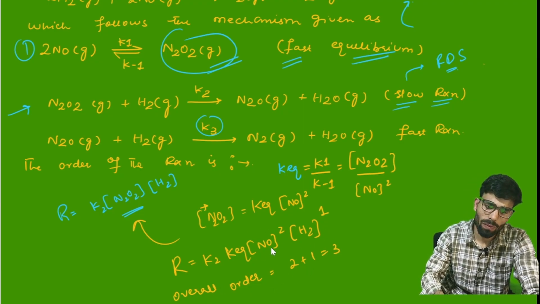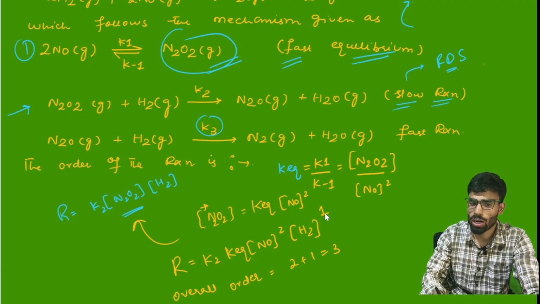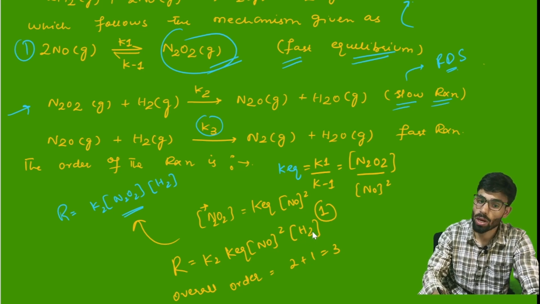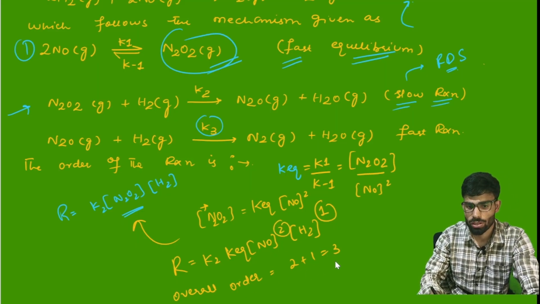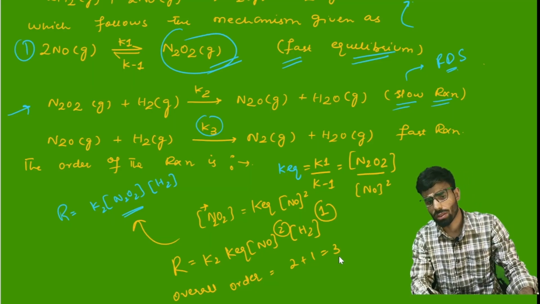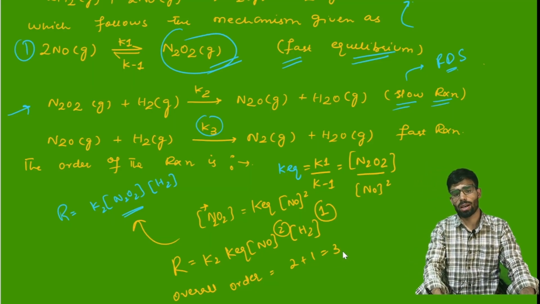The order with respect to NO will be second order, and with respect to hydrogen H2, it will be first order. That means with respect to hydrogen it is a first order reaction, and with respect to NO it is a second order reaction. And the overall order of this reaction is 3. So thank you so much. That was the complete solution of this question.